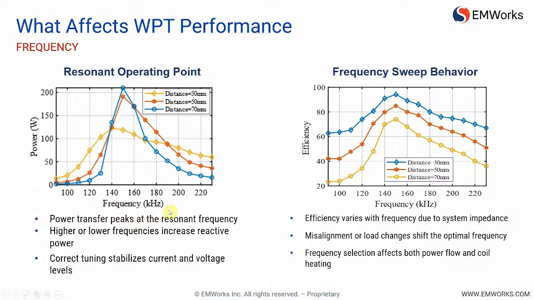One of the most critical factors in WPT is the operating frequency. WPT systems are highly sensitive to the resonant frequency, the point at which magnetic coupling and energy transfer are maximized. Both power and efficiency reach their peak at resonance frequency. If the operating frequency shifts away from this point, even slightly, power and efficiency will drop significantly.